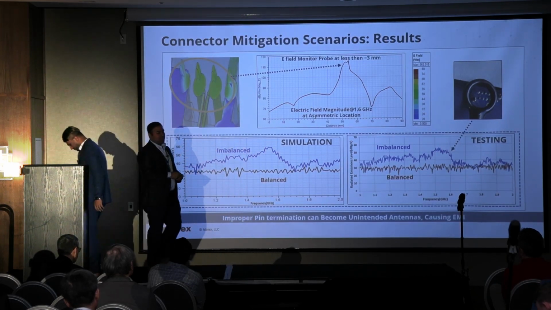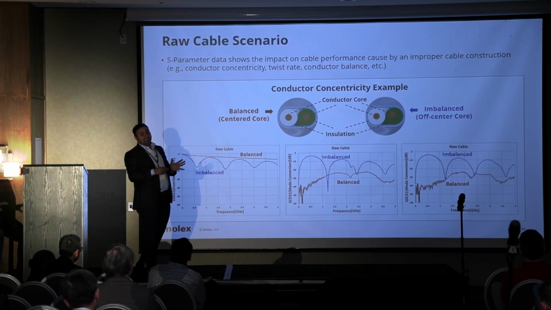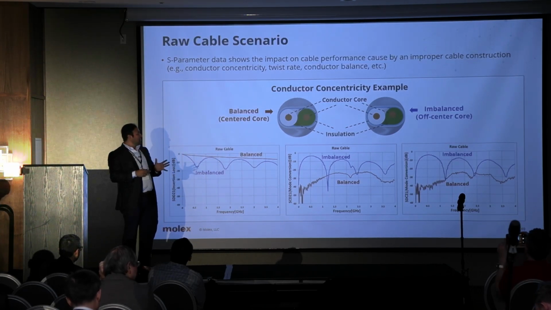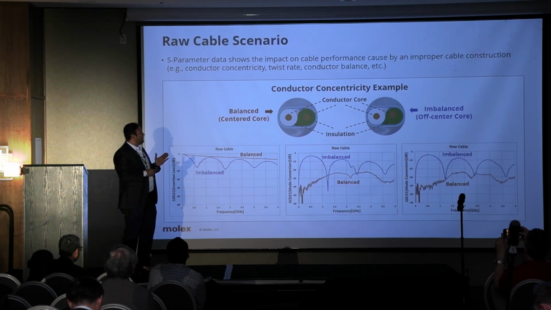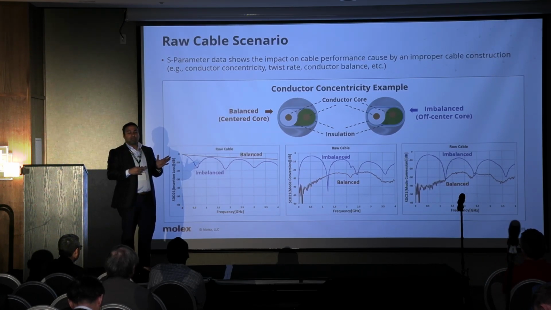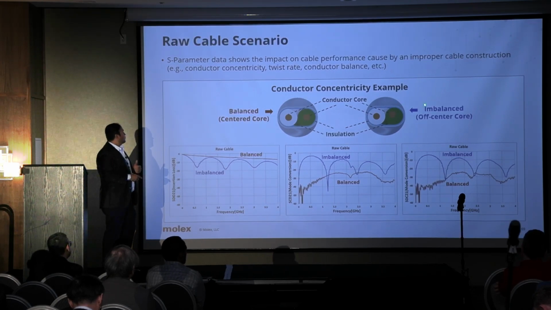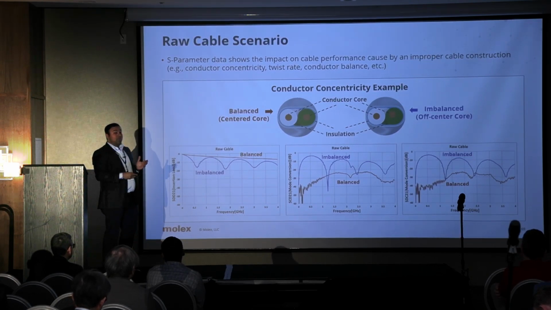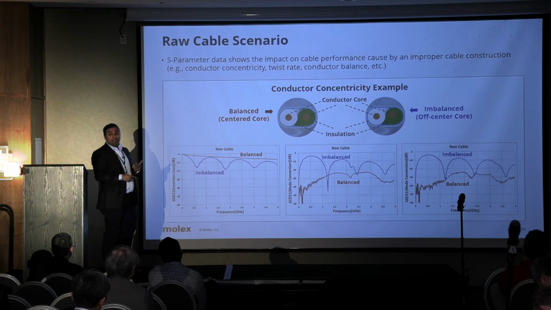Yeah, thank you, Safal. So now we have seen from the PCB and connector perspective, but there's another piece that adds up towards this raw cable scenario. Here's an S parameter example showing how an imbalance in a raw cable can lead to mode conversion. That can be caused by various factors, where improper construction can lead to issues with conductor concentricity, twist rate, or conductor balance, and so on.